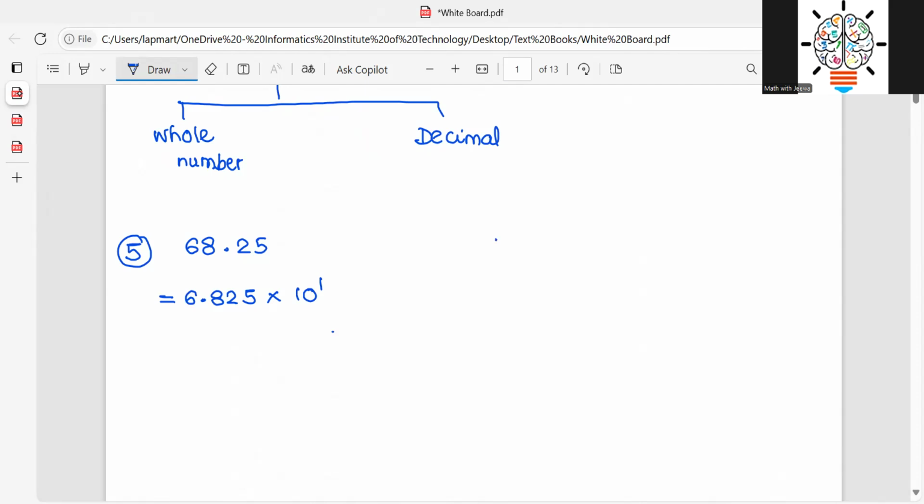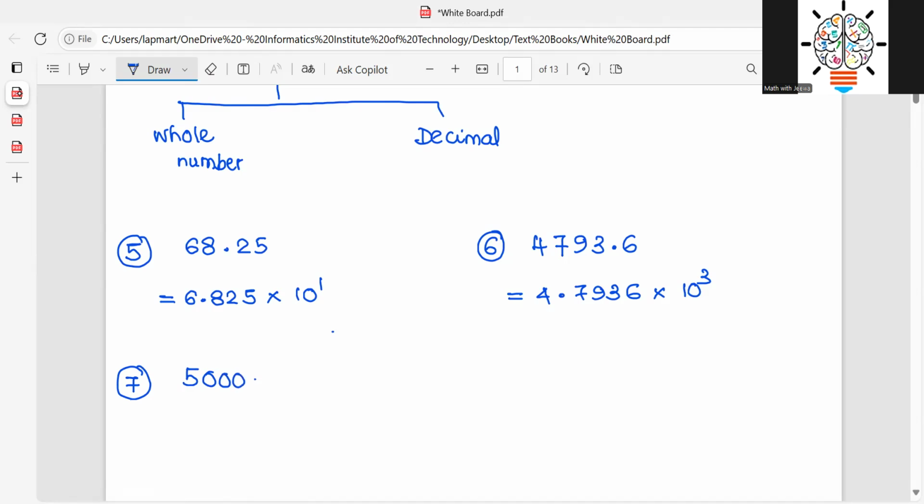Let's say you have something like this. You have 4,793.6. So then what happened? You write 4.7936. How many steps? 1, 2, 3. It's 10 to the power of 3. Okay. So then the seventh example, let's say you have 5,000.4. Now what happened? You write 5.0004 and 10 to the power of 3. Hope it is clear, right?